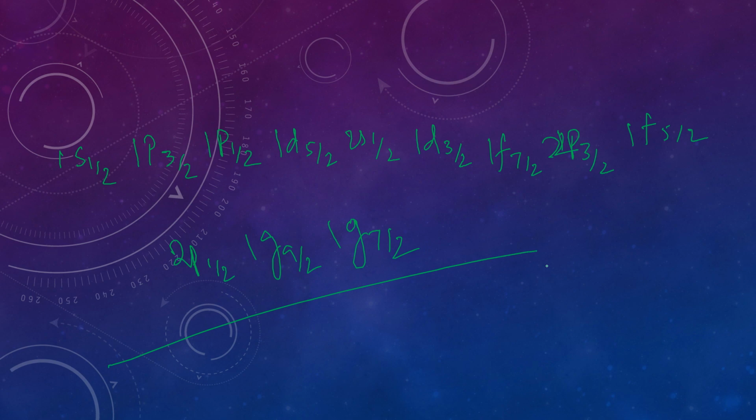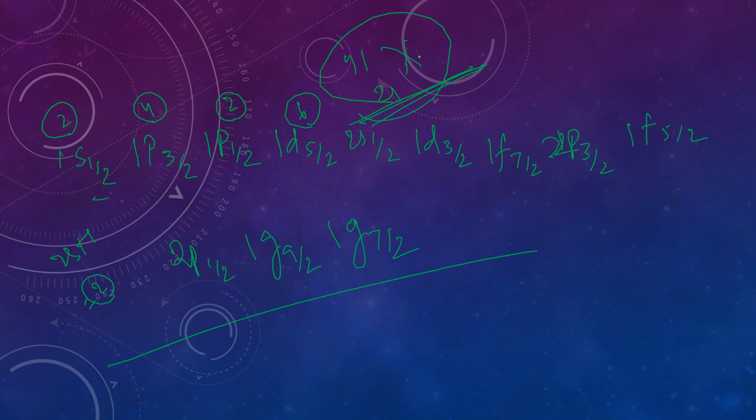1s half, 1p 3 by 2, 1p half, 1d 5 by 2, 2s half, 1d 3 by 2, 1f 7 by 2, 2p 3 by 2, 1f 5 by 2, 2p half, 1g 9 by 2, 1g 7 by 2. Okay. So this way, try to calculate the spin parity of this one. How many nucleons will be in one state? This is half, so 2j plus 1, that is 2 can be here. Like this, 4 can be here, 2 can be here, 6 can be here.